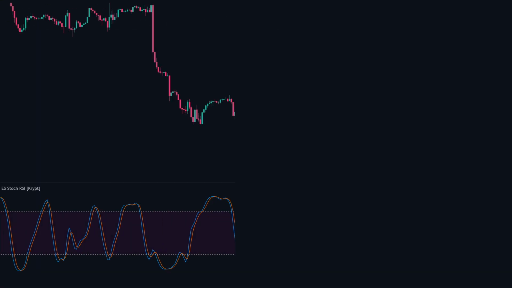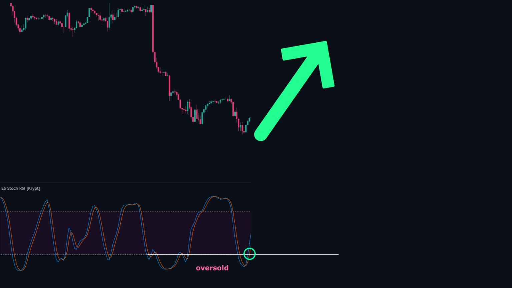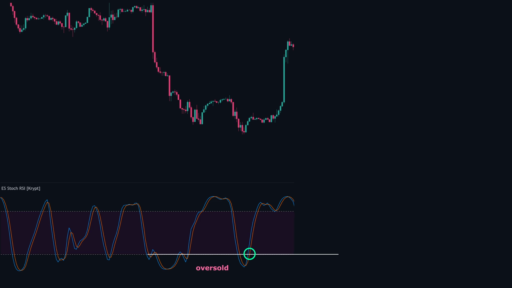Here's an example. If the Stochastic RSI drops below 20, it signals an oversold market. When it crosses back above 20, it's a potential buy signal. On the other hand, if it rises above 80 and then drops below 80, it's a potential sell signal.